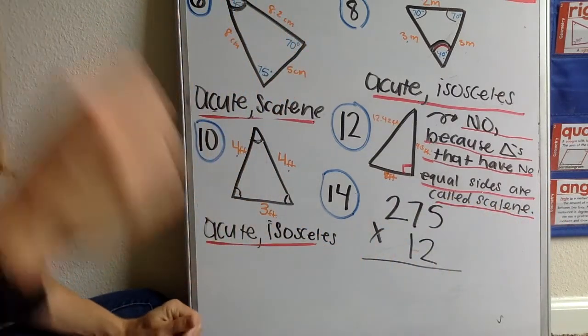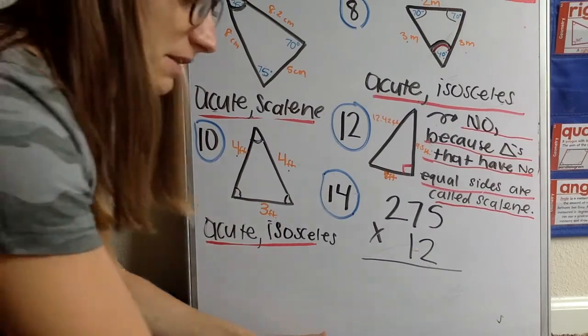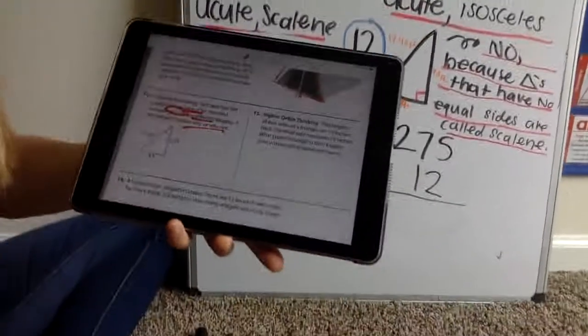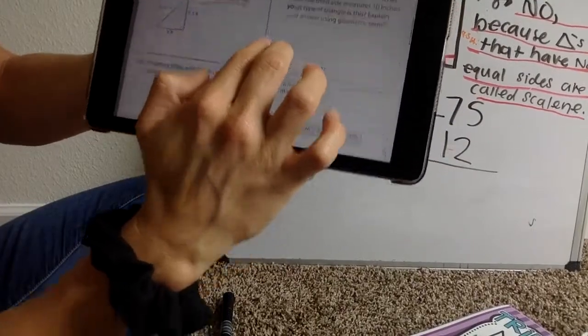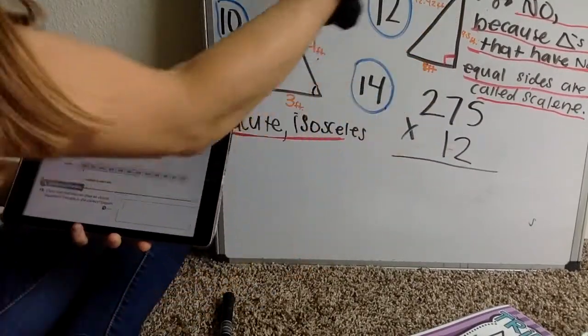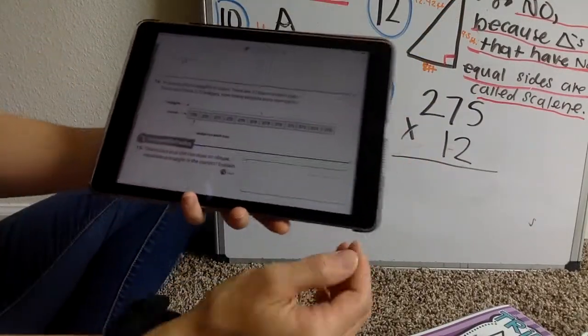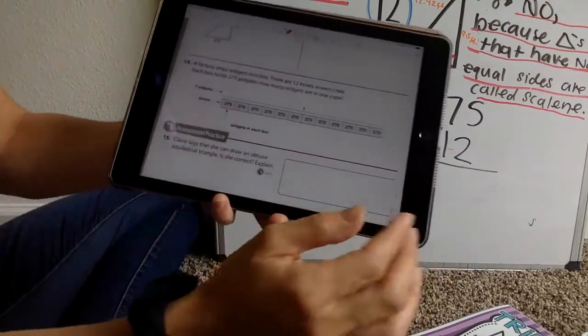Alrighty, it's our last one. I can't believe it, although, like I said, I've done this before. But moving right along here. You might be thinking, why is there triangles and then there's a multiplication? Well, it's good spiral review. We got to keep our brains fresh.